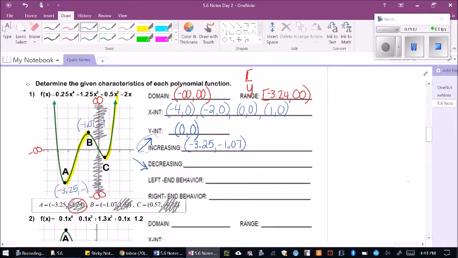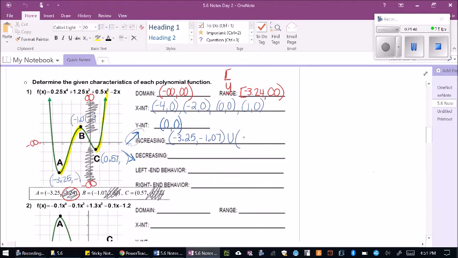And then we're going to see from B to C, that's not highlighted because that is not increasing. That's not rising from left to right. So then I'm going to put that union. Then I'm going to pick back up from the C. So C was 0.57. And I'm going to keep going to the right, and that's going to be positive infinity. So it's going to be 0.57, and then this arrow is going to tell me that it's going to infinity.